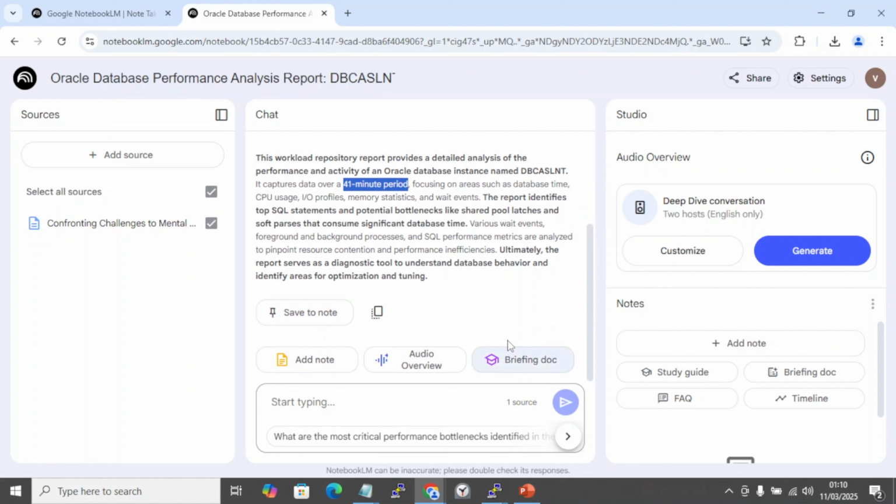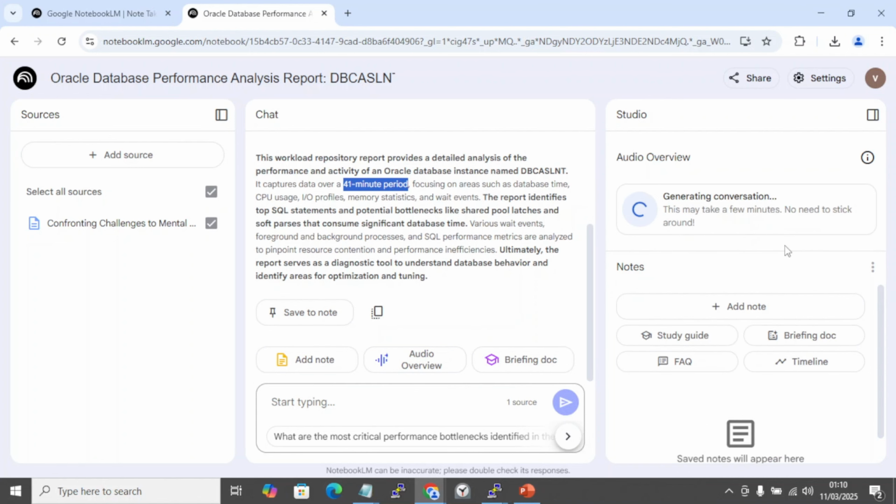All right, and you can get an audio overview and brief document of this. This is the very important feature that I was talking about. Let's generate this. Let this go. It says you don't need to stick around for this audio generation to complete. This is the audio generation where two people will talk about the report that you just uploaded. It's like you and me, say for instance, are two real persons sitting together and talking about the report that you uploaded, and they start discussing about it.